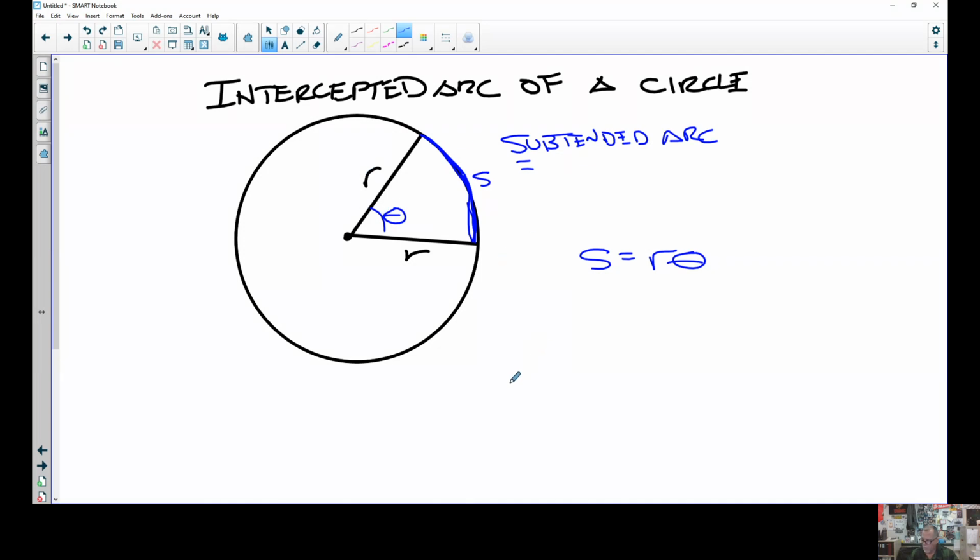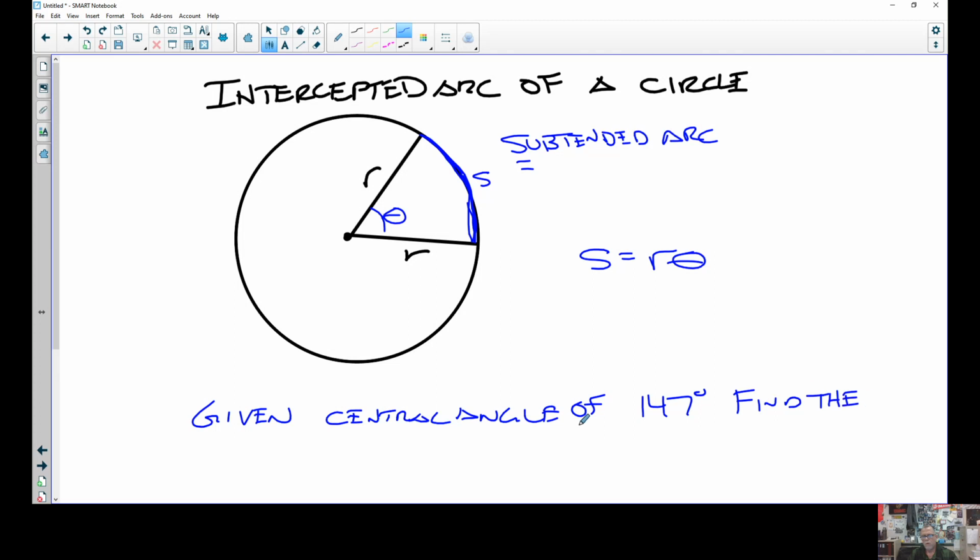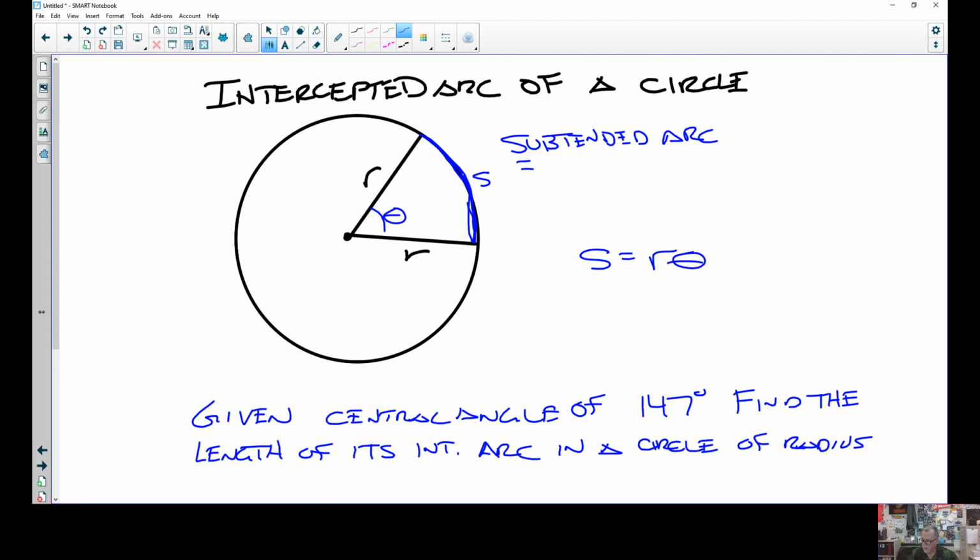So if we know this theta and we know the radius, we can find the length of that arc. So for example, they may tell you, given a central angle of 147 degrees, find the length of its intercepted arc in a circle of radius, let's say 10 centimeters.